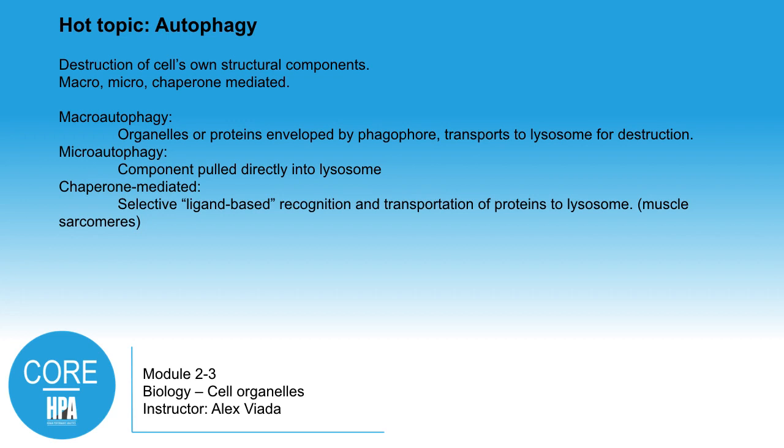If we talk about macroautophagy, that is where an organelle, protein, or something in the cell is enveloped by a separate kind of neutral membrane and partitioned off and transported to the lysosome and pulled into the lysosome for destruction. The microvariation of this process is when the component is pulled directly into the lysosome itself. The lysosome may even wrap around it.